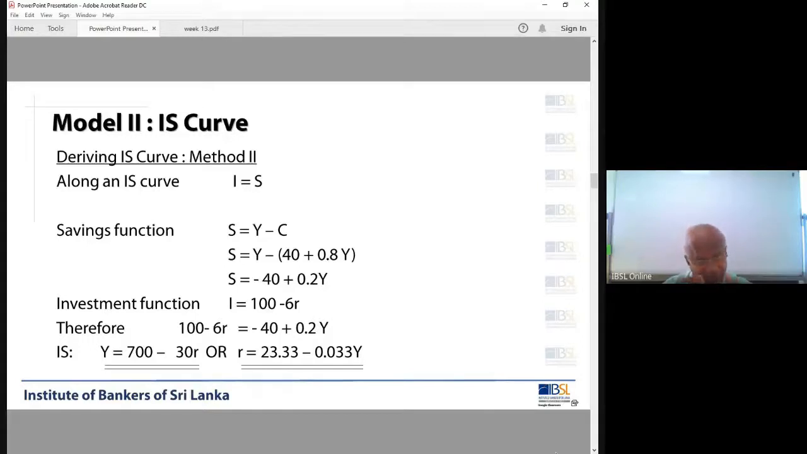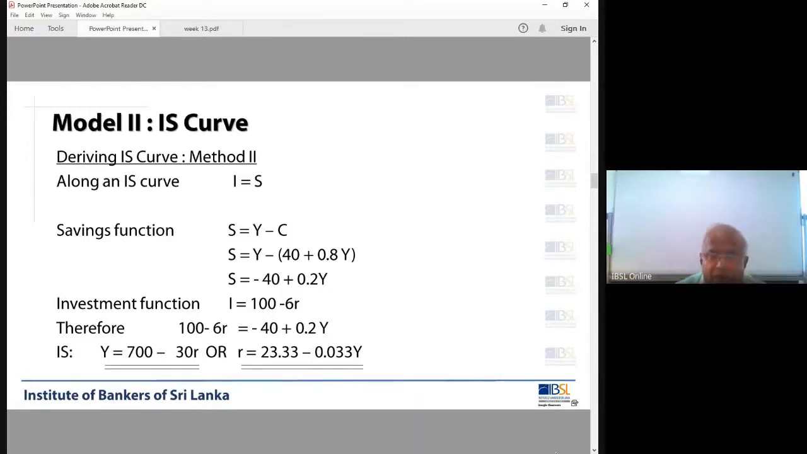Now we are going to derive the savings function. What is C? We know C is originally 40 plus 0.8y. Then substitute: Y minus 40, Y minus 0.8y. Y minus 0.8y is 0.2y. So savings is 0.2y minus 40. This is the savings function. We have the IS curve, investment function and savings function. To derive the savings function: Y minus C, income minus consumption.